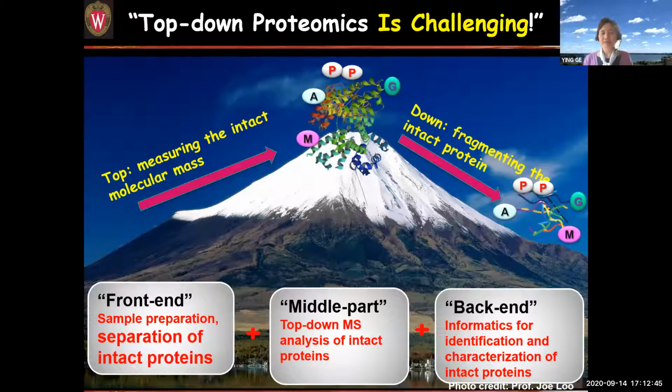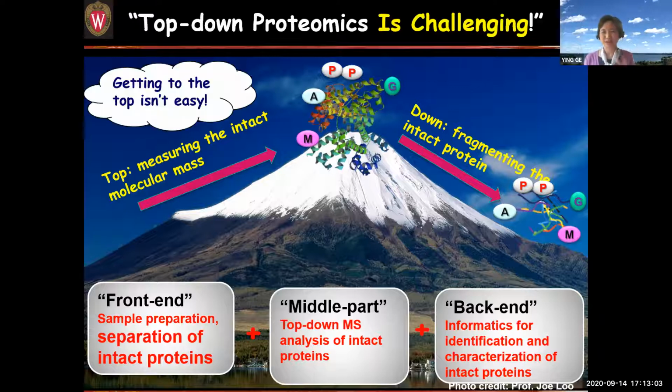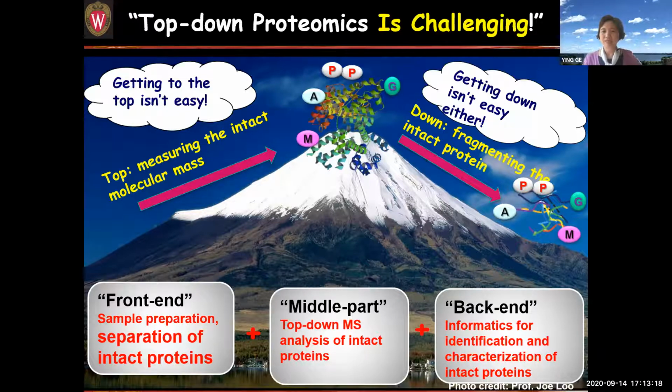So we also said it seems top-down is an easy approach, right? You just look at the whole proteins. But in reality, everybody knows top-down is quite challenging, because top means measuring the intact molecular mass. It's like you climbing a mountain. Getting to the top isn't easy. The down means fragmenting the intact proteins, using all kinds of fragmentation techniques, CAD, ECD, ETD, UVPD, etc. But with fragmentation, we said getting down isn't easy either.